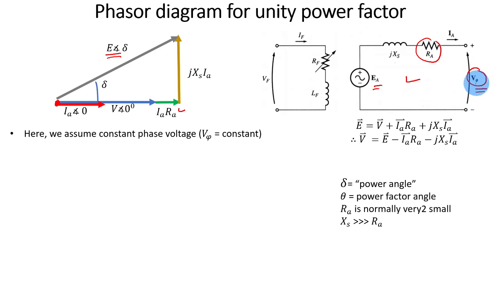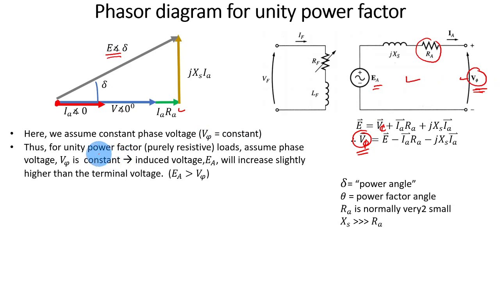Okay, because this is basically the load that's supposed to get this voltage, and if you put a different voltage, then the load might not operate in proper function. So assuming that this is our objective here, we want to get the same voltage. We want to maintain the same phase voltage here.